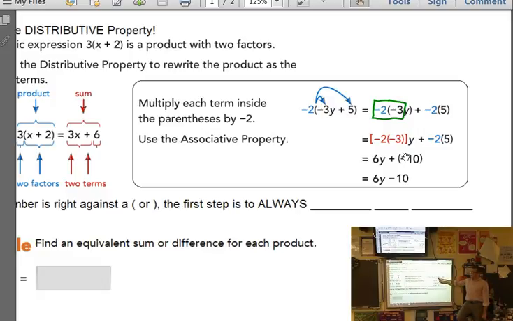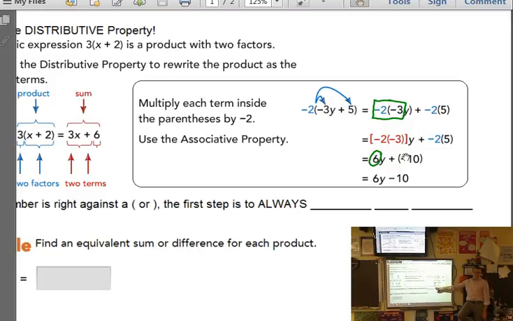So we do negative 2 times negative 3 gives me a positive 6, and the y just keeps kind of hanging on. I can't combine these two terms. Why? What is it called when I can combine two terms? We say those are blank terms. Something special about them that lets me add them or subtract them. Bella? They are like terms. So these are not like terms. They can't be combined. Any questions on that?